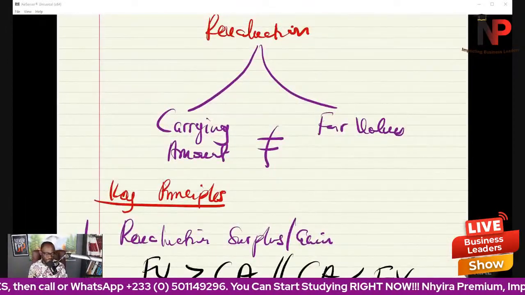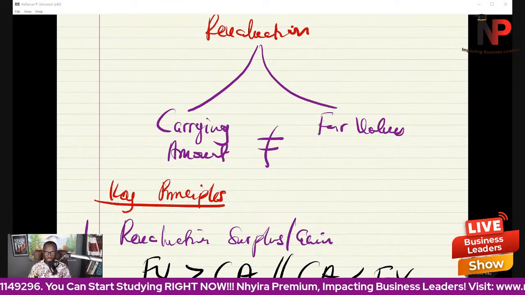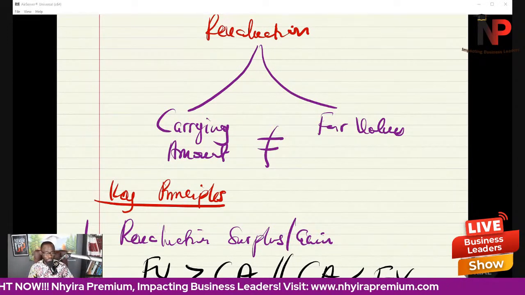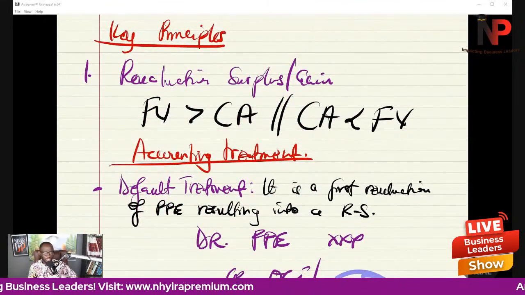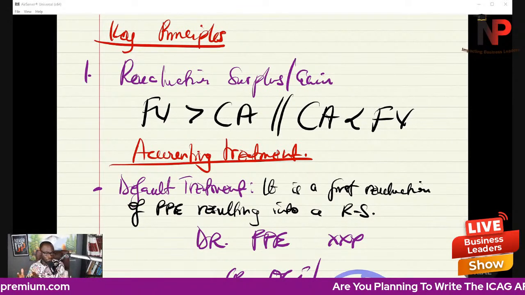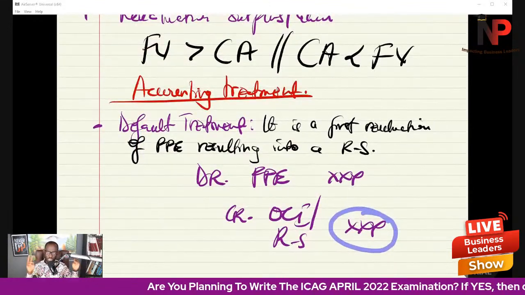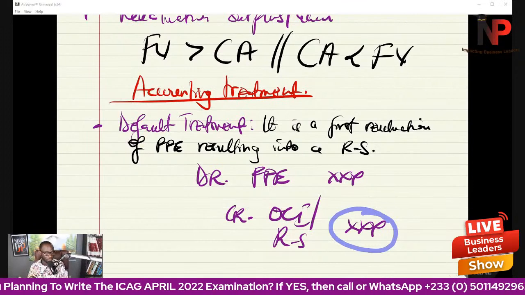So what we're saying here is that we're comparing the carrying amount to the fair value. That's how we determine the issue about revaluation of assets. So the first thing is revaluation surplus. Now, if there is a revaluation surplus, it means that the fair value of the asset is greater than the carrying amount of the asset. Okay, so how do we account for it? When there is a revaluation surplus, there are two ways it could be accounted for. We have the default treatment and then the alternative treatment.